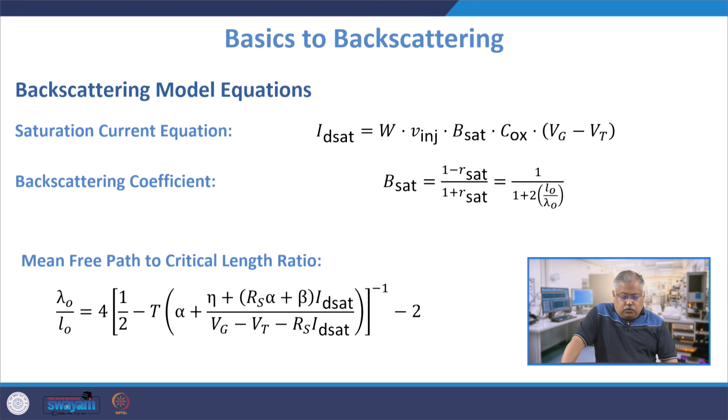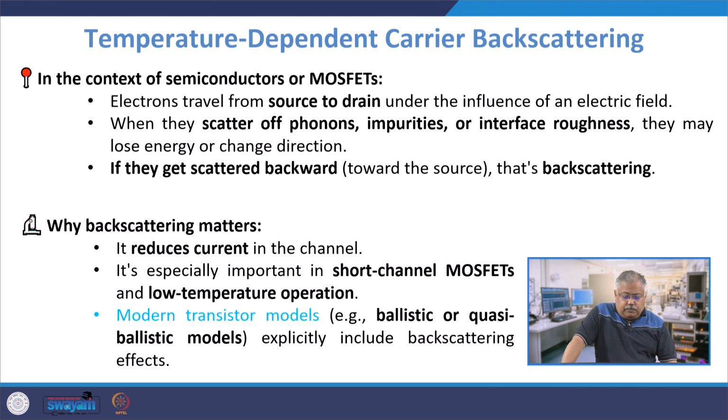Now, let me come to, I will just give you a brief idea before we stop here, the temperature dependent carrier backscattering. Backscattering is when the scattering becomes so large that rather than moving forward, the carrier starts to move backwards, right? This happens especially at reduced current in the channel, and the short channel MOSFET effect comes into the picture. When you do modern technology, which is current technology at this stage, then we refer to this as taking a ballistic or quasi-ballistic model into consideration.